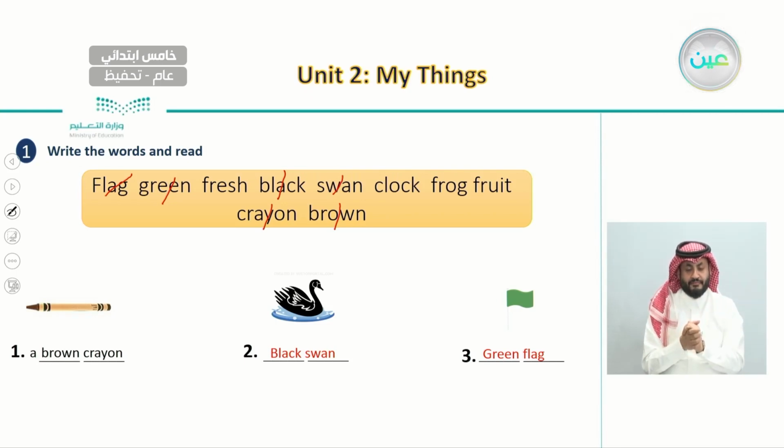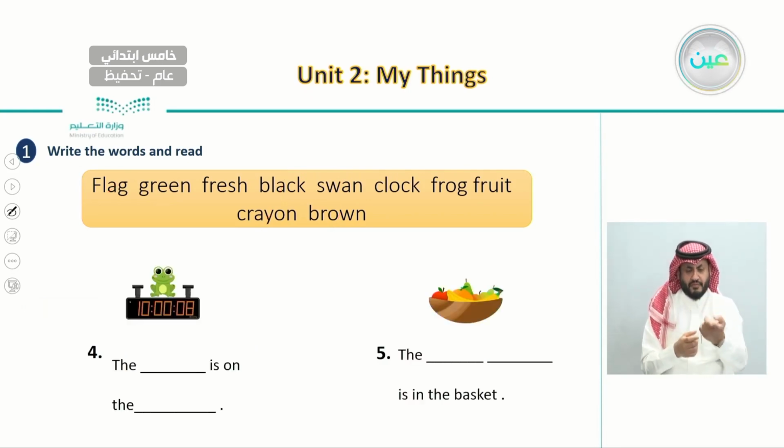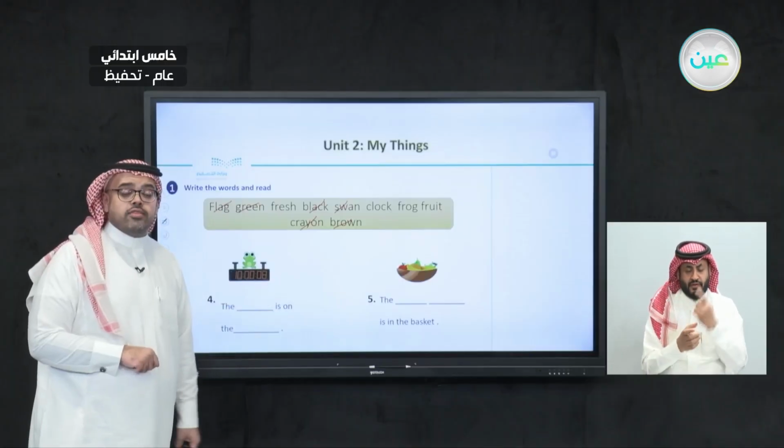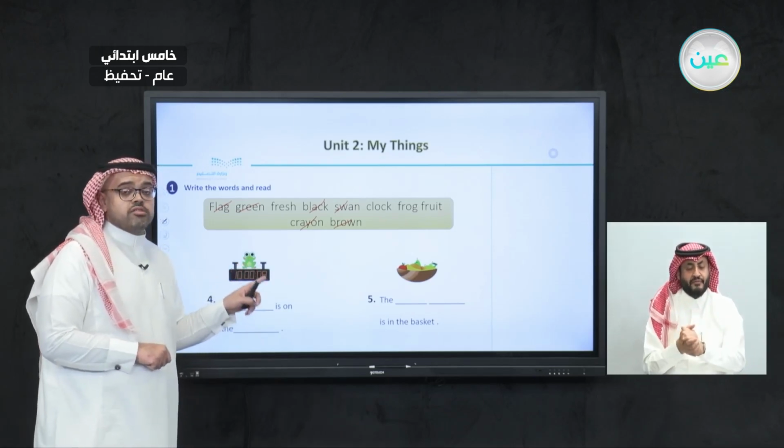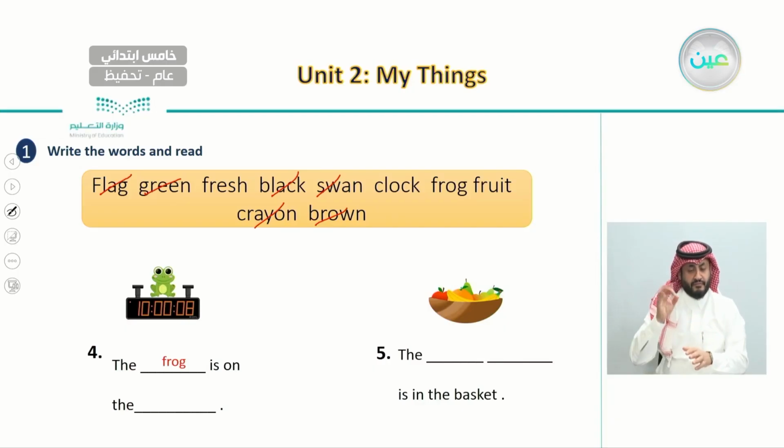So now we will have 2 more before we end this exercise. So let's again try to answer number 4 and number 5. But let's remind ourselves of the words that we used, which are the words that we used in the previous 3 exercises or 3 examples. So number 4, let's have a look at this picture. What do we call this animal? It is a frog.